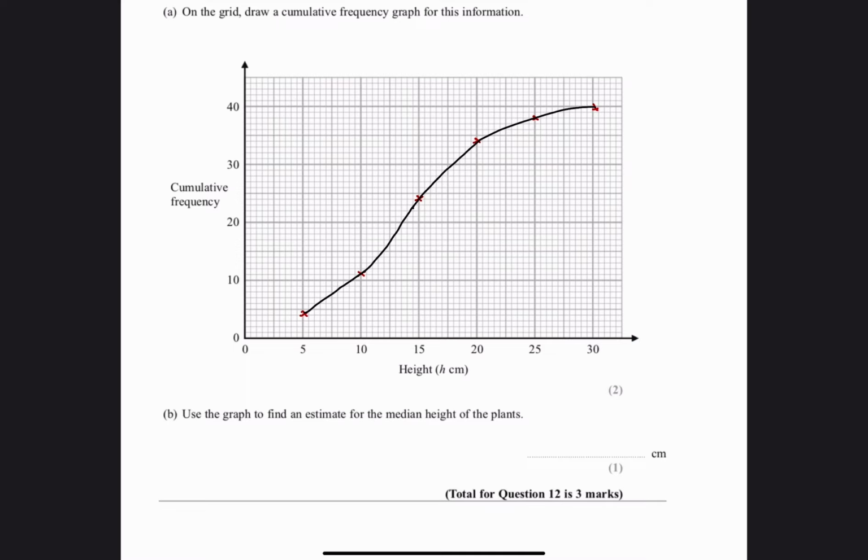Right, use the graph to find an estimate for the median. Median is Q2. Remember, Q2 means median. What is the formula? N over 2. N is the total number of things, which is 40 here. 40 over 2 gives you the 20th. So I'm going to see where the 20th value is. Okay, this would be there.